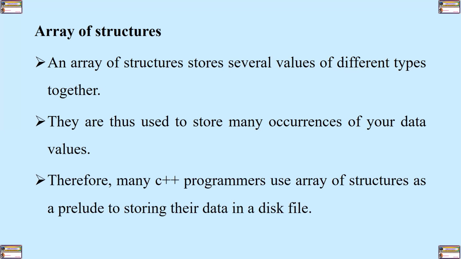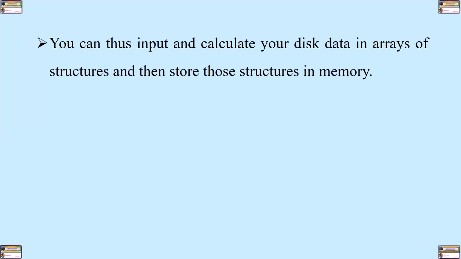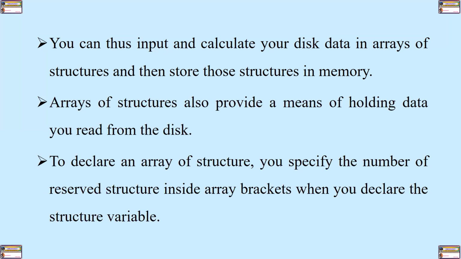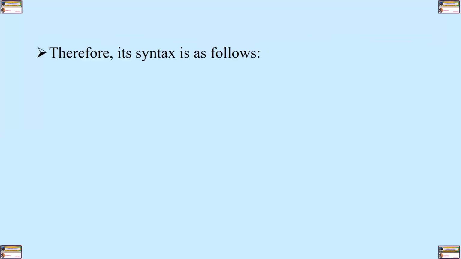Therefore, many C++ programmers use an array of structures as a prelude to storing their data in a disk file. You can thus input and calculate your disk data in arrays of structures and then store those structures in memory. Arrays of structures also provide a means of holding data that you read from the disk. To declare an array of structures, you specify the number of reserved structures inside array brackets when you declare the structure variable.